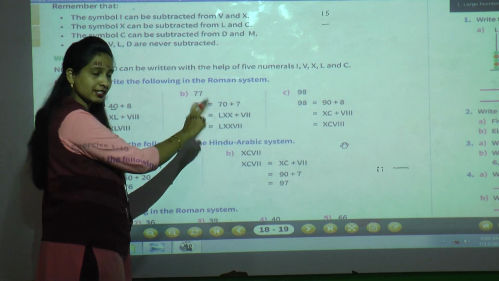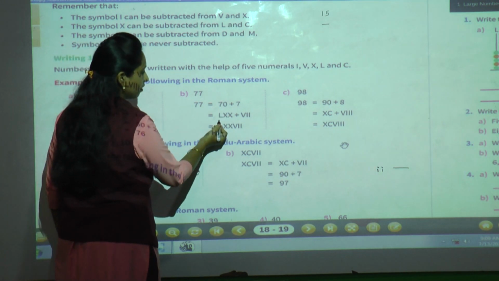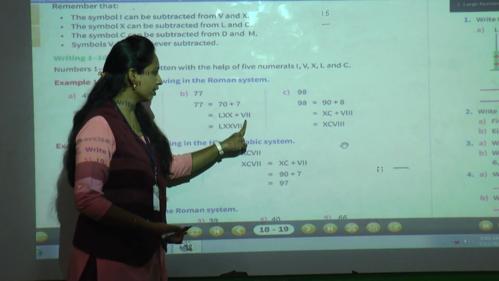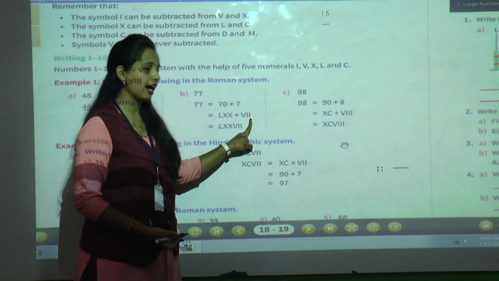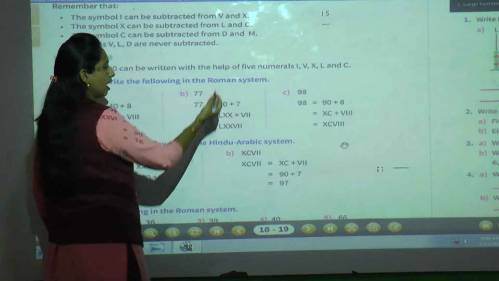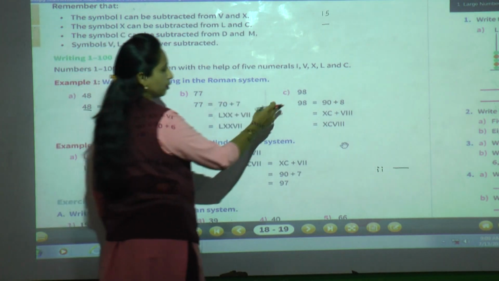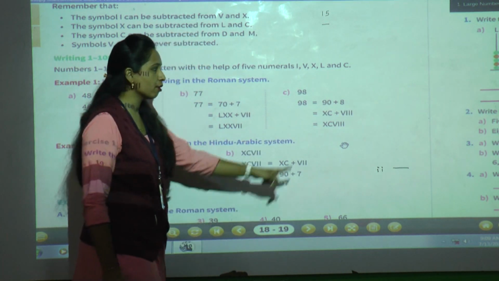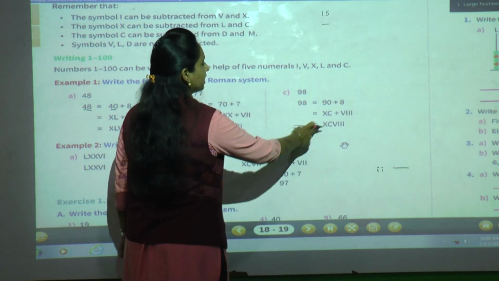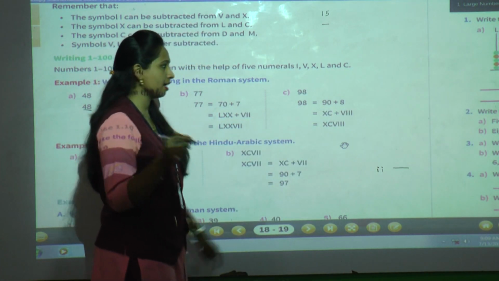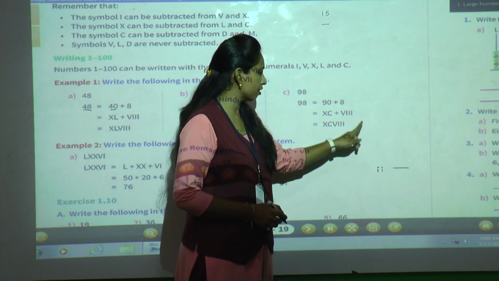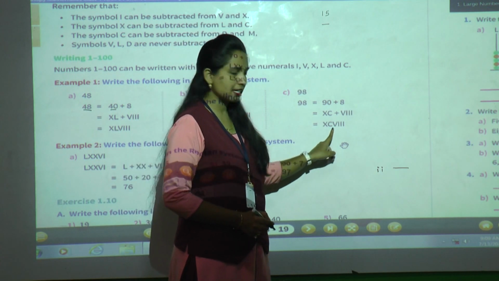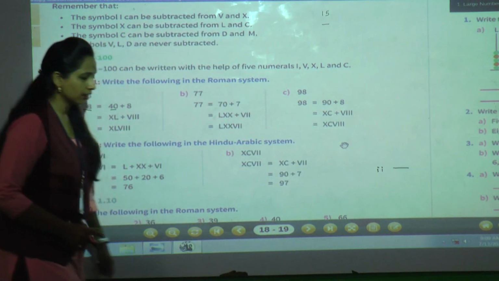In the same way, second example, 77. 77 expanded form is 70 plus 7. So 70 we write as LXX. Okay, and 7 we write as VII. I will tell you while solving the exercise. Now 98. 98 expanded form is 90 plus 8, and 90 we write as X and C. 8 we write as V triple I. So together 98 in Roman number is XCV triple I. Got it?